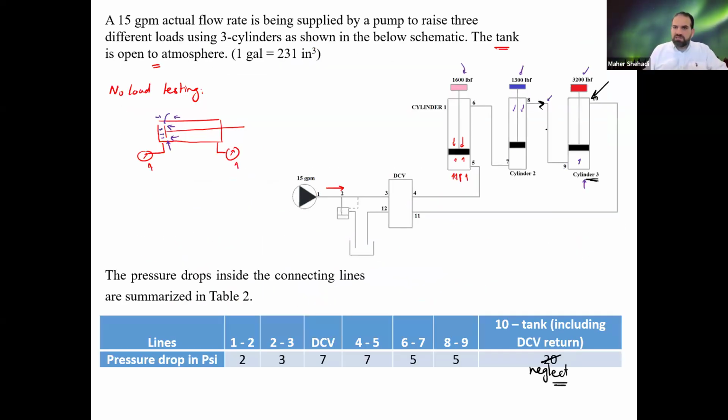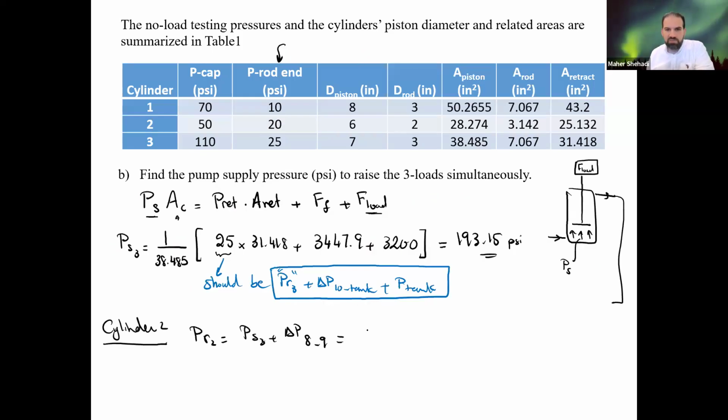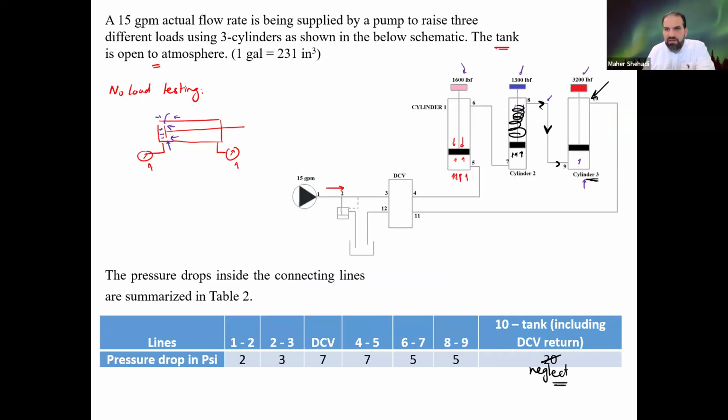So now that pressure is actually coming from cylinder 2. So now this becomes the retract pressure, plus, of course, the pressure drop in the line. Okay, so then P retract 2 is P supply 3 plus delta P for that line. What's that line? It's 8 to 9. Okay, so it's 193.15 plus the pressure drop in this line.